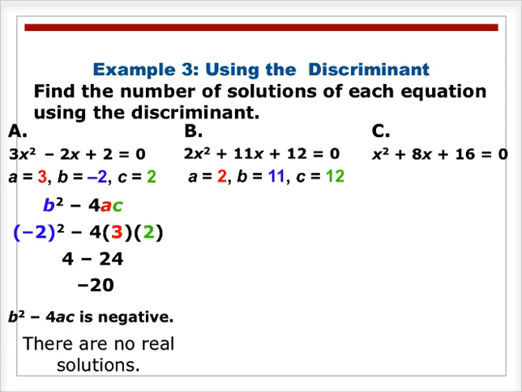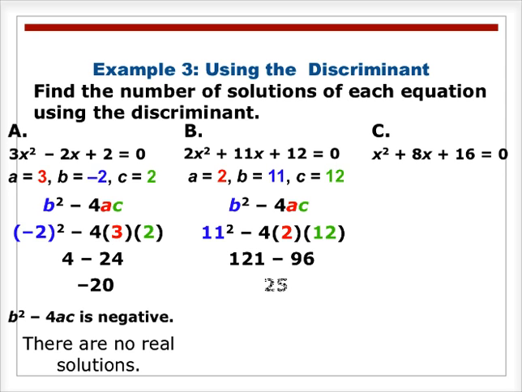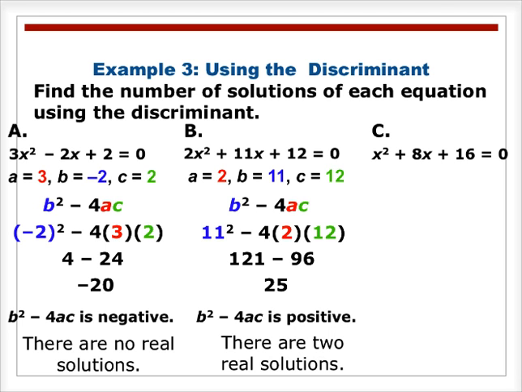In the next one, I've got a is 2, b is 11, and c is 12. b squared minus 4ac is my discriminant. I simplify, and after I simplify, I get a positive solution, and because it's positive, there are two real solutions to my quadratic. You try the third one and see what you get, and when you come back, we'll check.